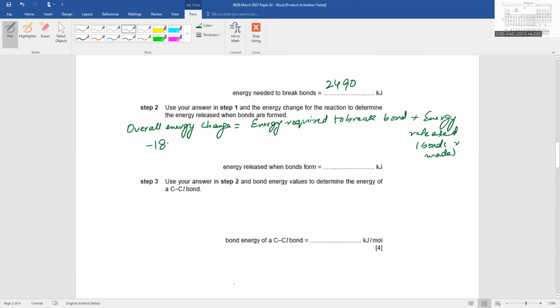Minus 180 equals the energy required to break bonds, 2490, plus x. So x is equal to minus 180 minus 2490. Sorry, there's a mistake. The sign is minus here. So definitely this one is also minus.